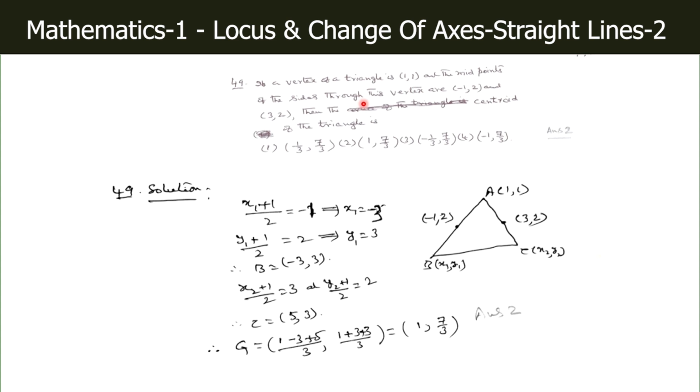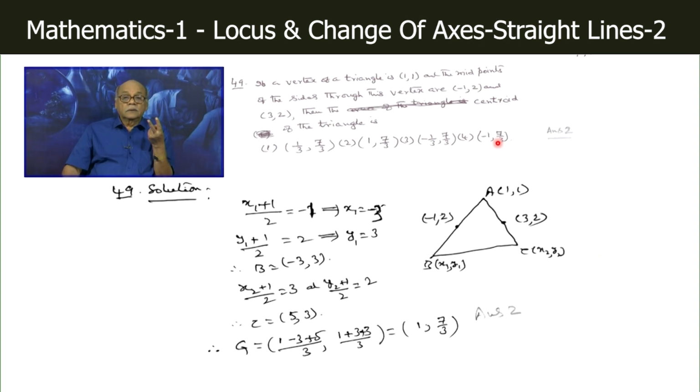49. If a vertex of a triangle is (1, 1) and the midpoints of the sides through this vertex are (minus 1, 2) and (3, 2), then the centroid of the triangle is: 1, (1 by 3, 7 by 3); 2, (1, 7 by 3); 3, (minus 1 by 3, 7 by 3); 4, (minus 1, 7 by 3). So here in the triangle, one vertex is given and the midpoints of the sides passing through that vertex are given, and you are asked the centroid of the triangle.